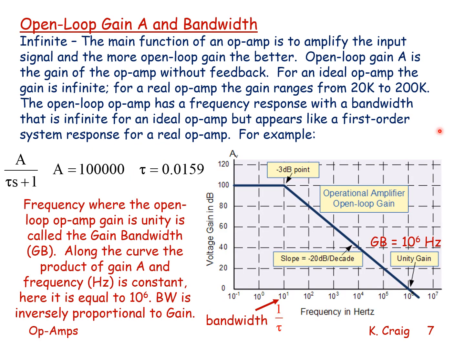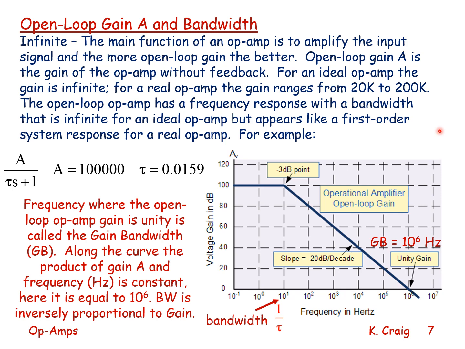Open loop gain A and bandwidth. Both are infinite for an ideal op amp. The main function of an op amp is to amplify the input signal, and the more open loop gain, the better. Open loop gain A is the gain of the op amp without feedback. For an ideal op amp, the gain is infinite. For a real op amp, the gain ranges from 20,000 to 200,000.